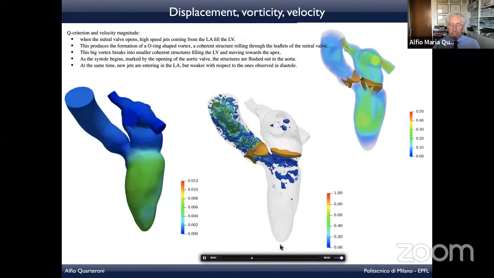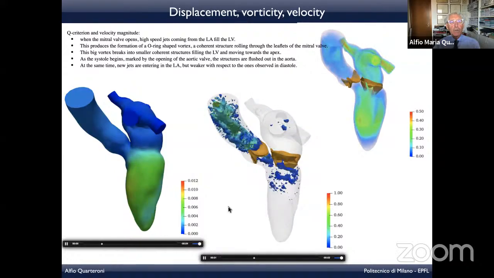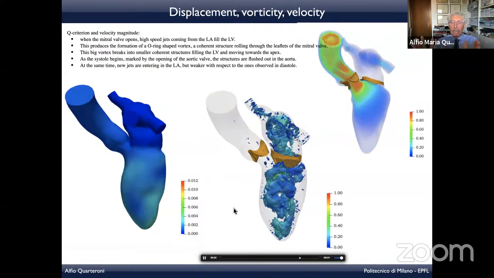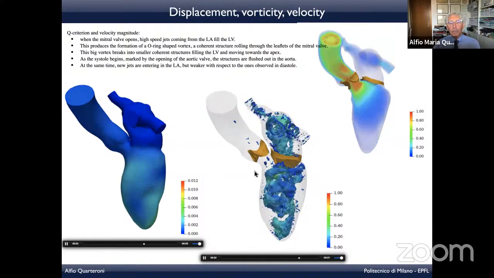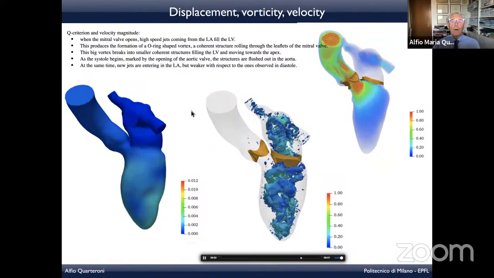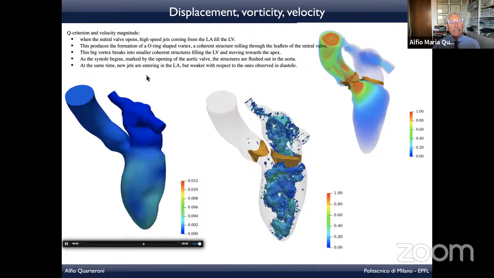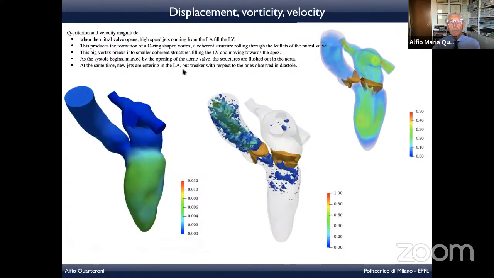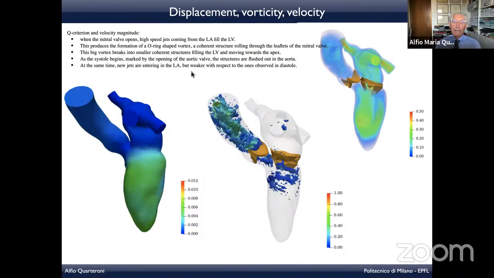They move toward the apex, which is the lowest part of the left ventricle. And when the systole begins, when the left ventricle contracts, those are marked by the opening of the aortic valve, this one. Then the structures are flushed out into the aorta, and they then dissipate. And at the same time, new jets are entering in the left atrium, but they're weaker with respect to the ones that we have observed in the diastolic regime.